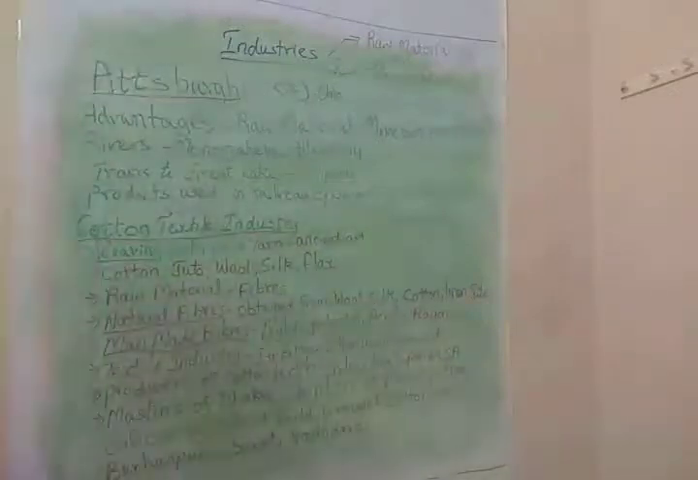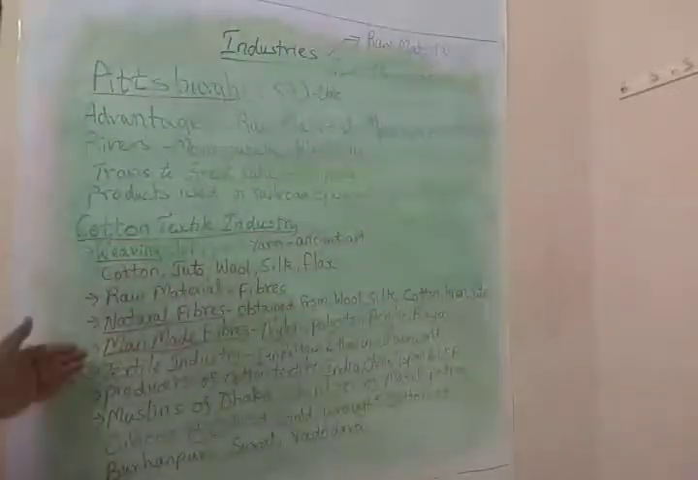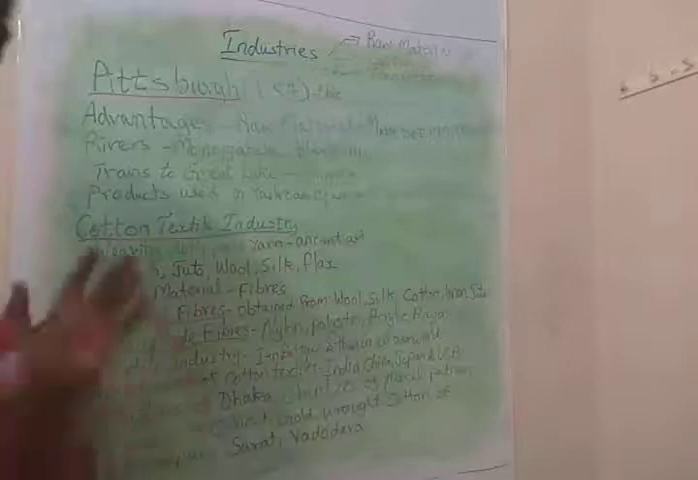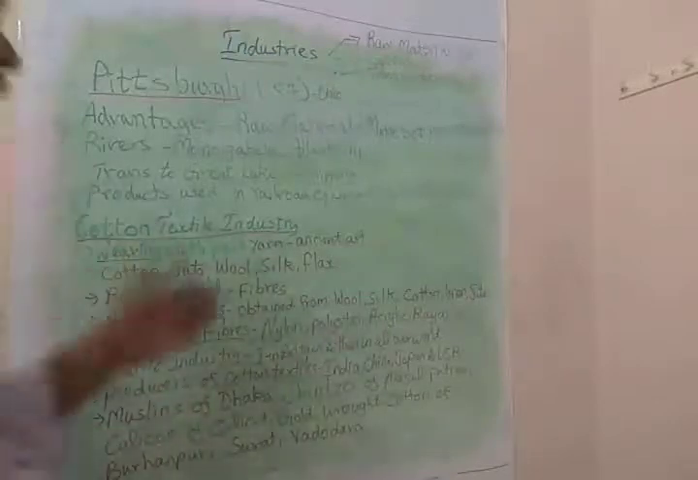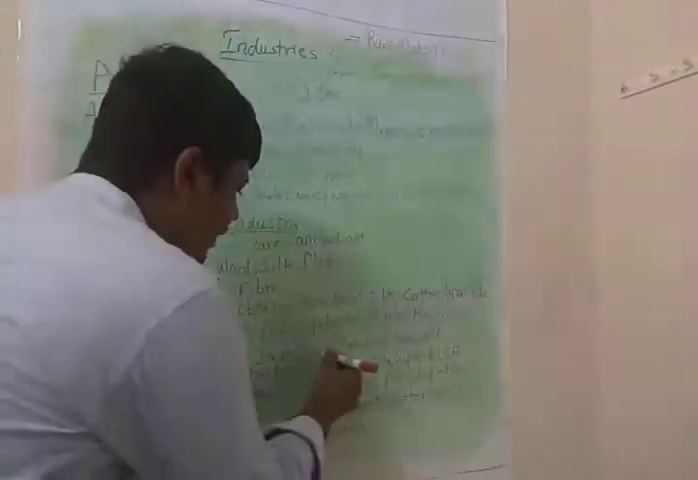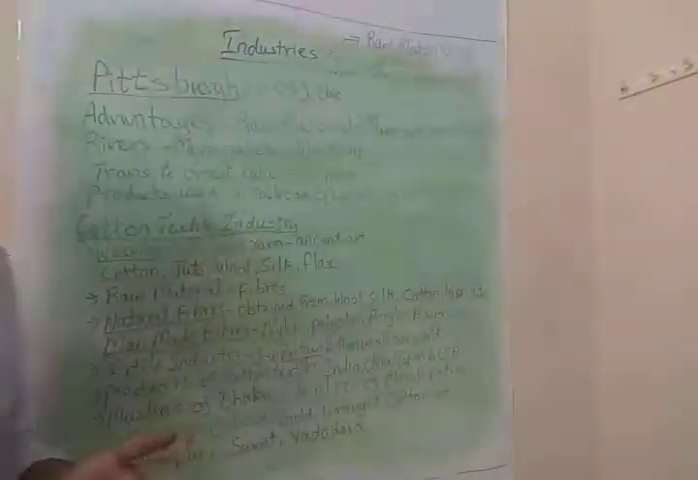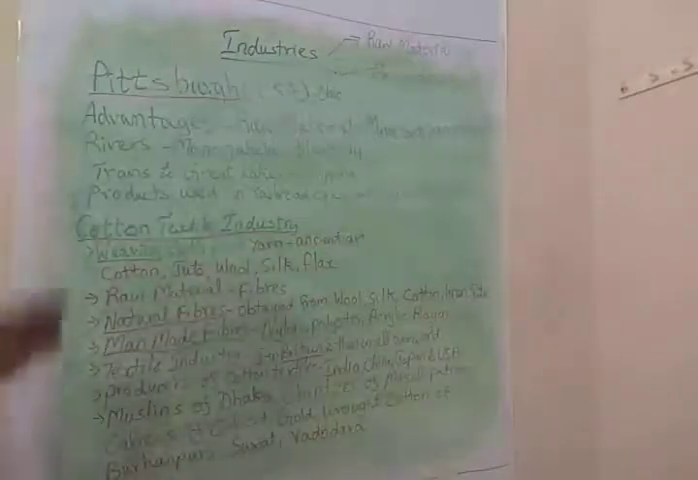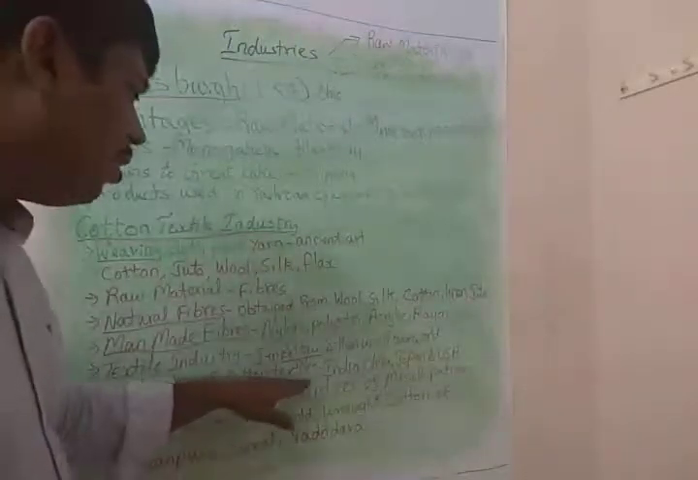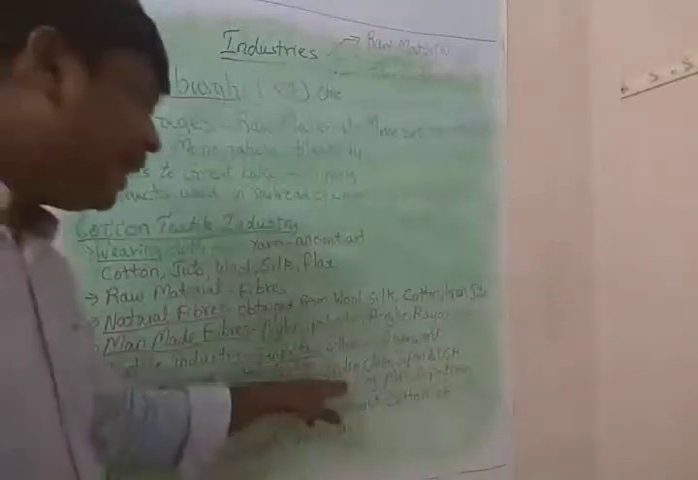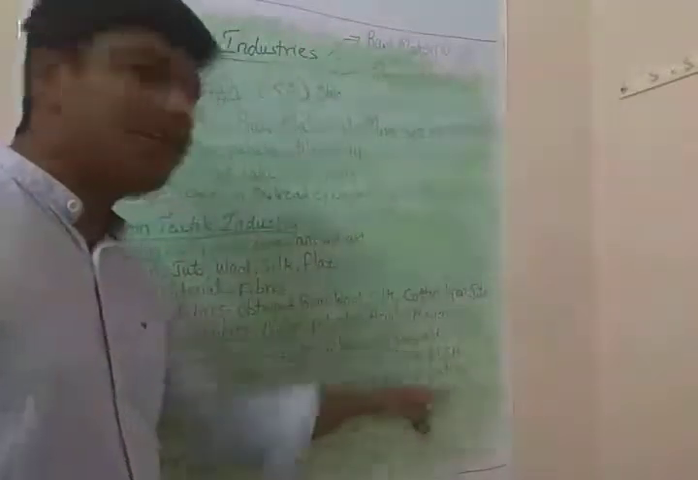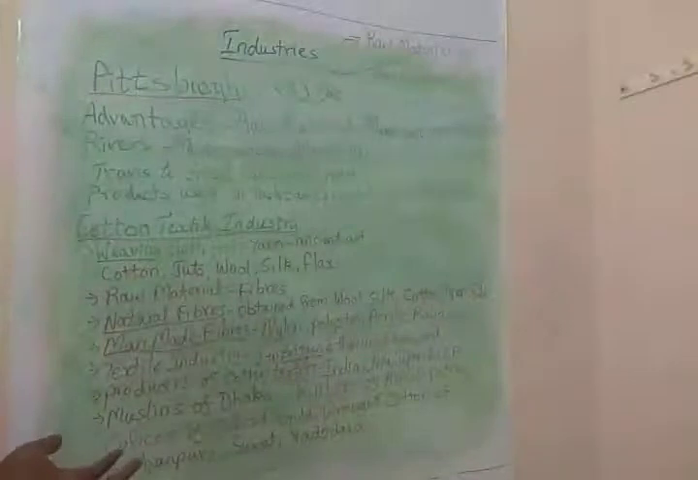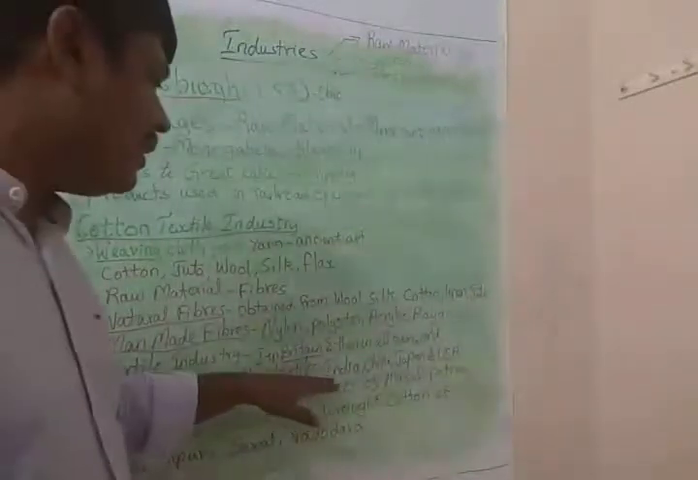So this textile industry was first started in Britain, and then in different parts of the world it was started, and in many countries nowadays textile industries are there. So what are the main producers of cotton textile? India, China, Japan and USA. Textile industries are in many countries, but cotton textiles are mainly in India, China, Japan and USA.